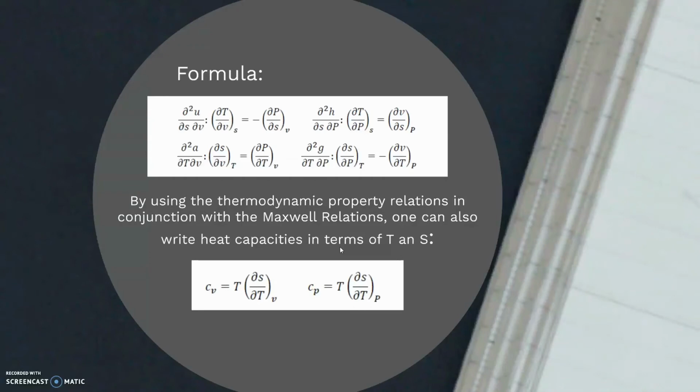As you can see, by using the thermodynamic property relations in conjunction with the Maxwell relations, one can also write heat capacities in terms of T and S. From the derived formula above, you can write heat capacities in terms of T and S, which is shown at the bottom.